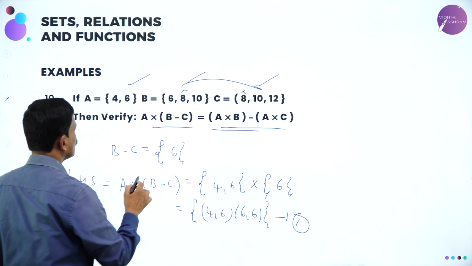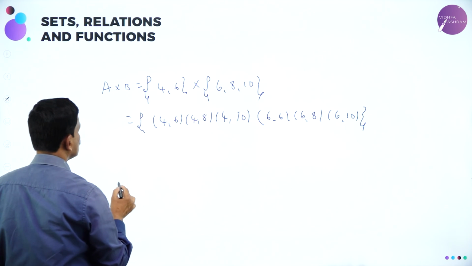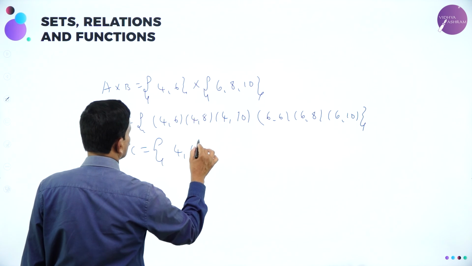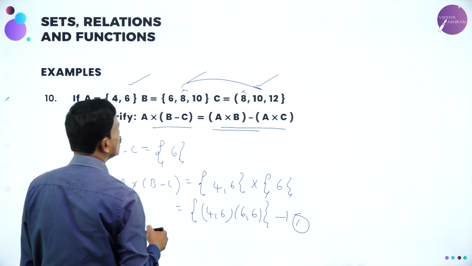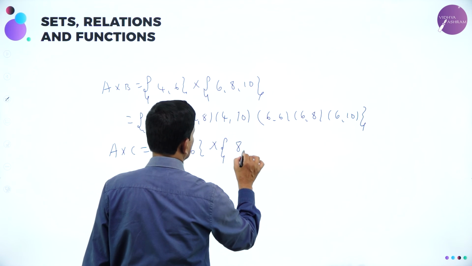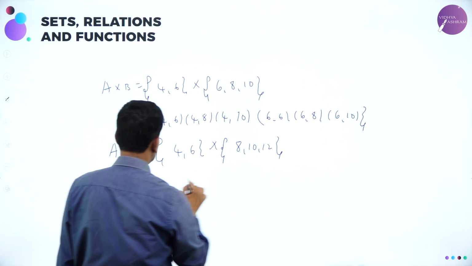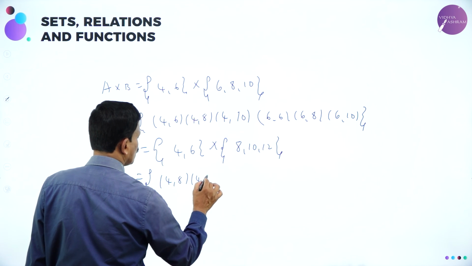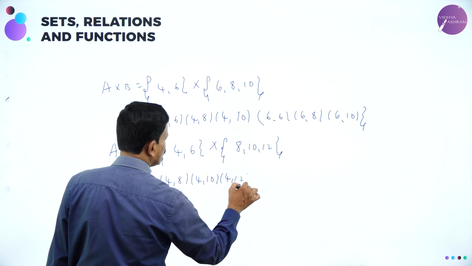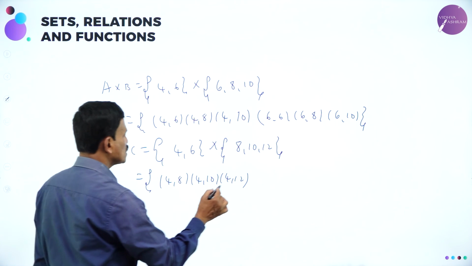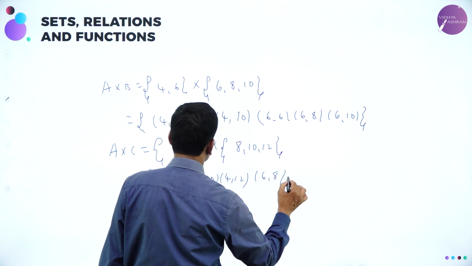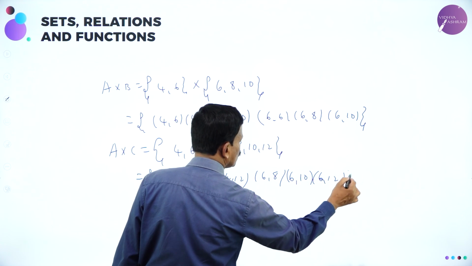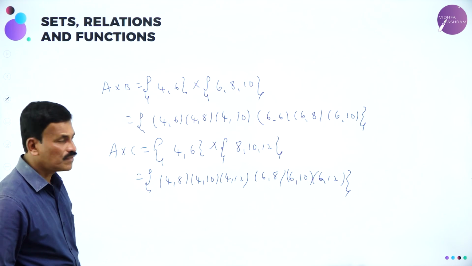Now similarly, A cross C, the cross product of A and C. A contains 4 comma 6, cross C. What does C contain? 8, 10 and 12. Write down the Cartesian product: (4,8), (4,10), (4,12). Next 6 from 6: (6,8), then (6,10) and (6,12). These are the cross products of A cross B and A cross C.